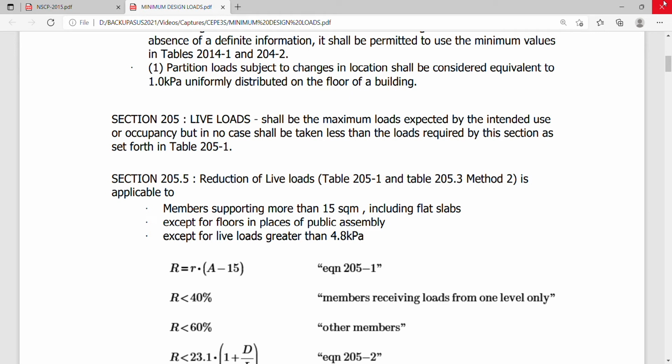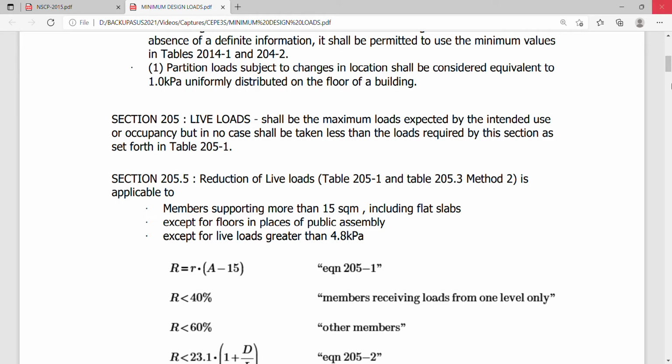Continue our discussion on minimum loads as per NSCP 2015. So, last time we finished our discussion on dead loads. So, this time we move over to Section 205, live loads, which are defined as those that shall be the maximum loads expected by the intended use or occupancy, but in no case shall be taken less than the loads required by this section as set forth in Table 205-1.